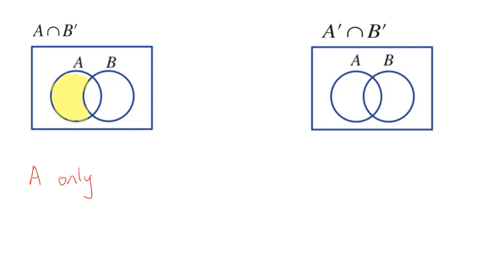And then this last one, it means not A and not B. So basically it means neither A nor B, which is just all the outside bit here. Neither A nor B. So make sure you copy these into your book because we'll be referring to them for the whole topic.